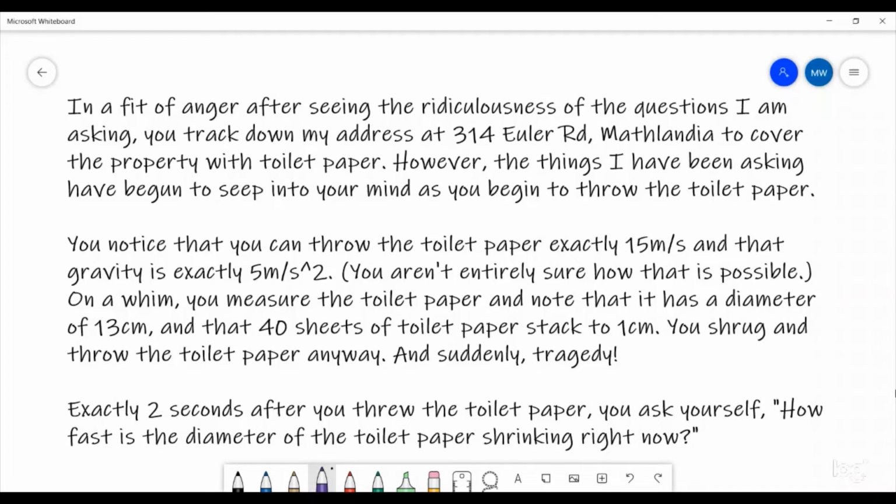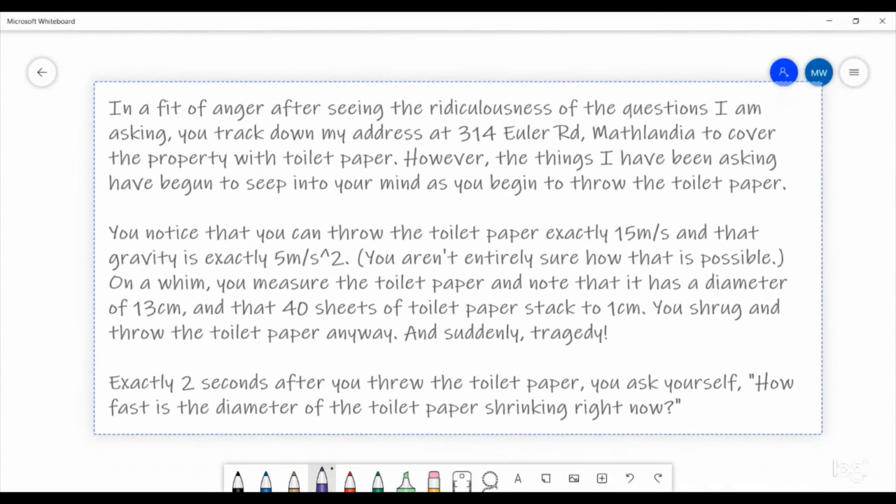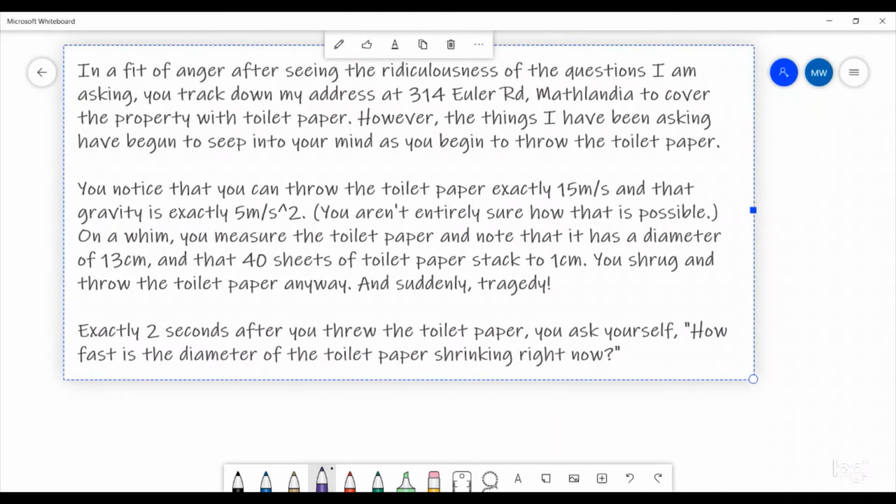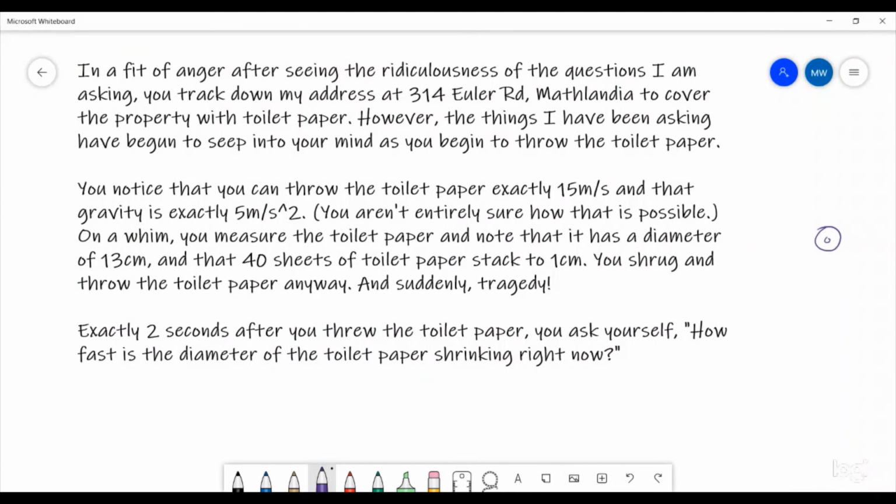So, how fast is the diameter of the toilet paper shrinking? Now, we're assuming that the toilet paper is unraveling as it gets thrown, and the way that we're going to assume that it unravels is that as you throw the toilet paper, here's the toilet paper roll, it's unraveling, we have part of it, and we are going to assume that the very bottom of the toilet paper is always on the grassy lawn at the very bottom.